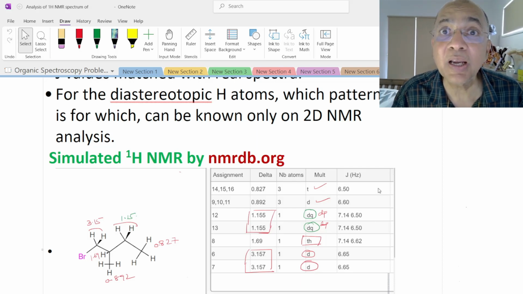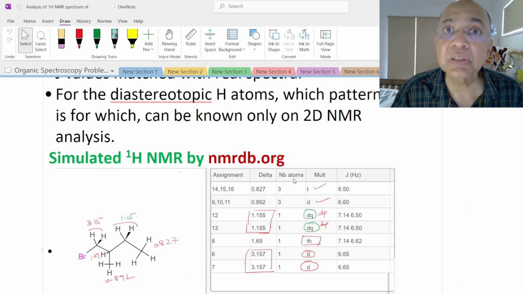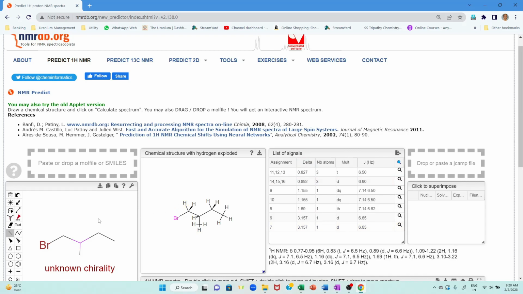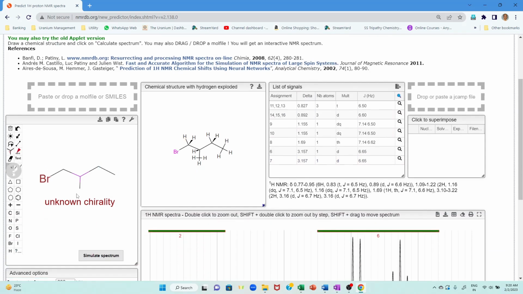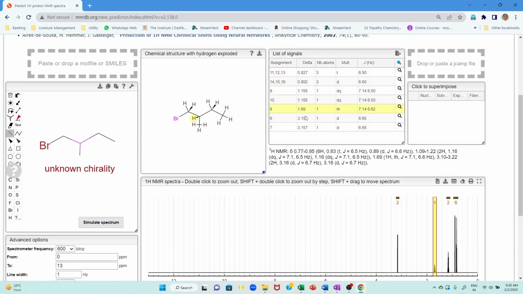You see how unreliable the prediction is by using this NMRDB for the same molecule that we are discussing. See, I have already drawn this 1-bromo-2-methyl butane. It is showing these 1, 2, 3, 4, 5, just like an undergraduate student, 5 peaks. In the table, it is indicating there are 2 peaks at 3.157, 3.157, and 2 peaks at 1.155, 1.155.